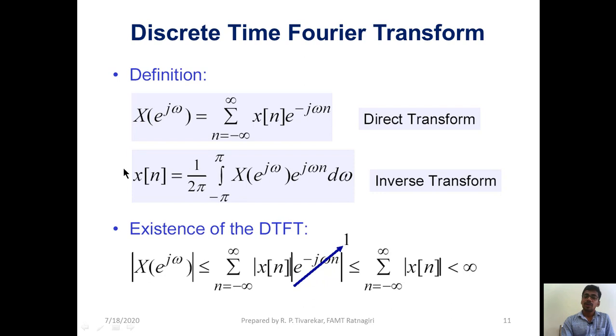And small x of n is equal to 1 upon 2 pi integration from minus pi to pi of capital X of e raised to j omega, times e raised to plus j omega n, d omega. This is called the inverse discrete time Fourier transform, or it is also called the synthesis equation. How to remember this? You know that x of n is a discrete time aperiodic signal.